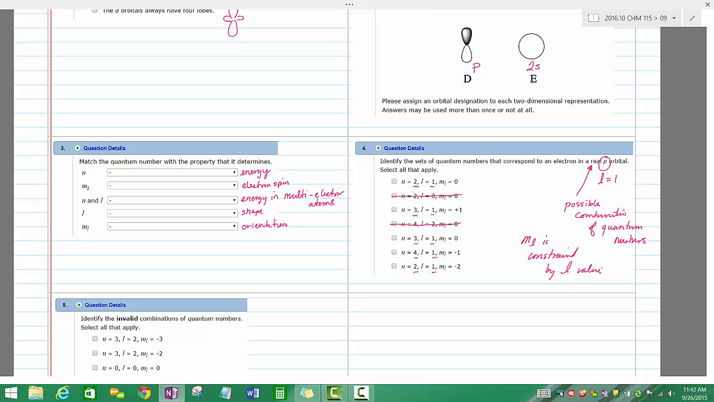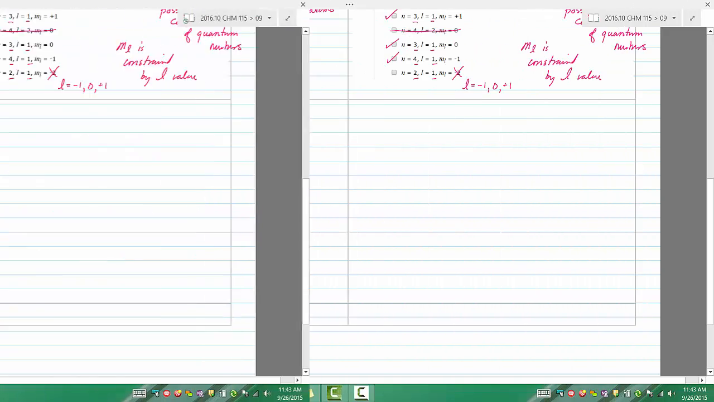So if we look at this, the first one, 0 is between +1 and -1, so that's okay. Third one's okay. This one's okay. This one's okay, but this one is not okay. -2 is outside the range of L equal to -1, 0, and +1.